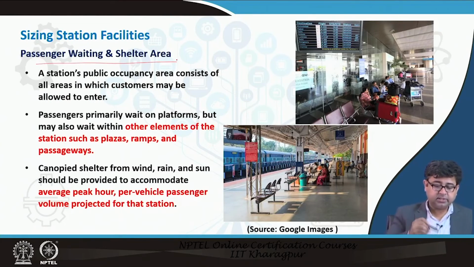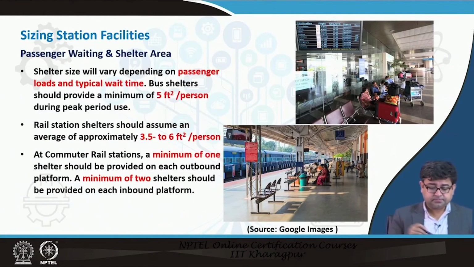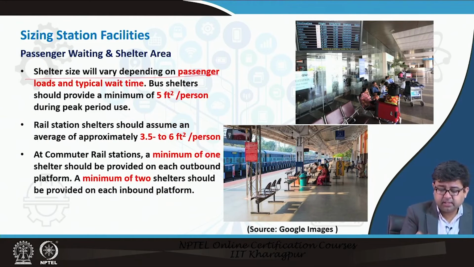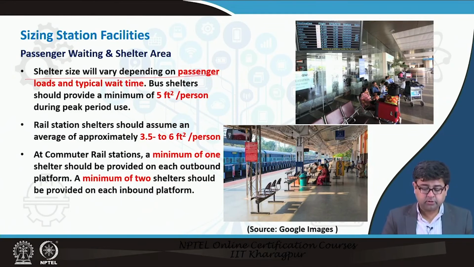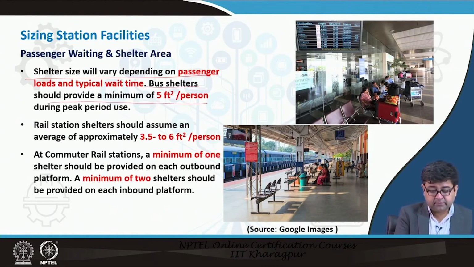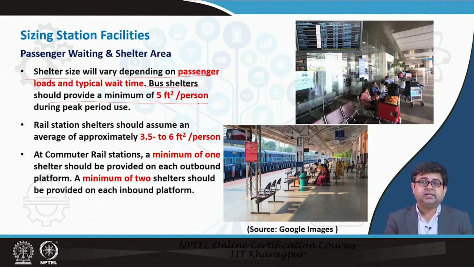Similarly, when you are sizing your waiting and shelter area, you should not be just putting in a canopy, for example. You should understand what size of shelter will allow your passengers to be comfortably seated under it, right? So bus shelters should provide a minimum of 5 square feet per person during the peak period. So there should be at least 5 square feet for one person to be comfortably sitting or standing under a shelter. Based on how many people would be there, you can then determine the size of the shelter in that station, right?